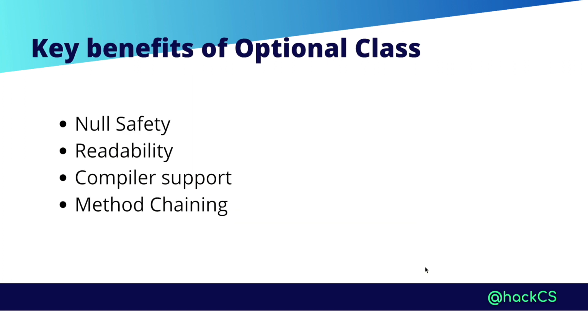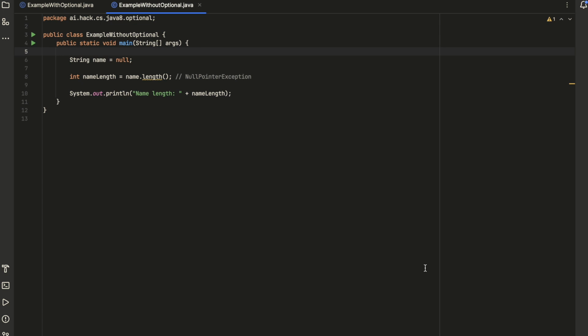What are the key benefits of the Optional class which was introduced in Java 8? Null safety, readability, compiler support, method chaining. In this video, first we will understand null safety, the very basic functionality of Optional. Moving forward, I will cover real world examples with REST API and with a database, to show how this actually works. Let's jump into coding. I have created two very basic examples. One example will be without Optional, and the second with the use of Optional.